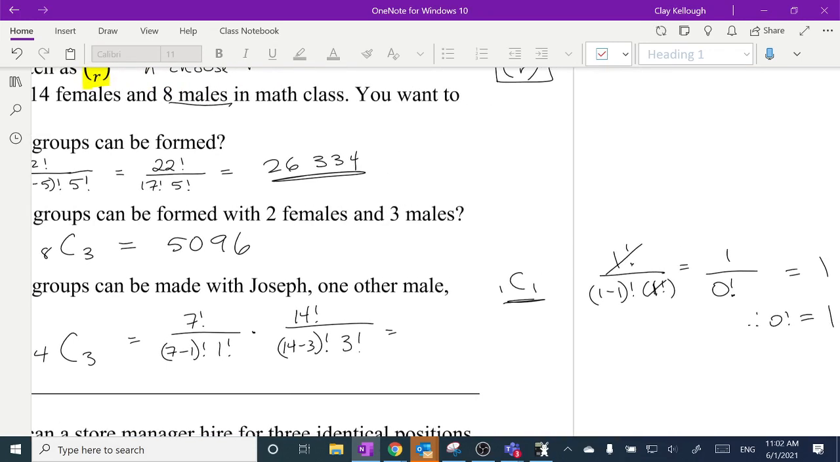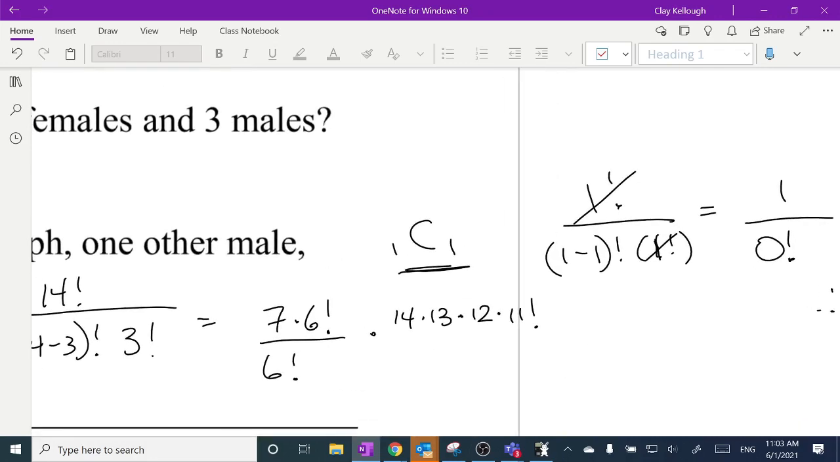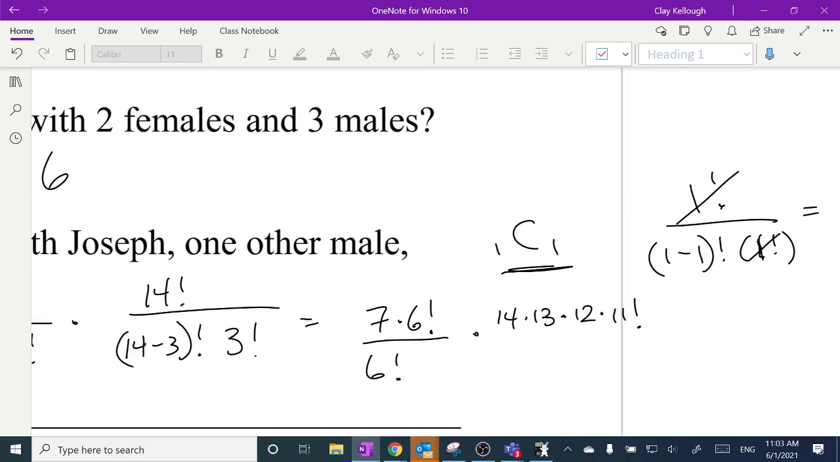Okay, let's simplify the one on the left. That's 7 factorial, which is 7 times 6 factorial. Why did I do that? Because I could already see I had a 6 factorial on the bottom coming. Are you okay if I don't bother writing 1 factorial? You know, anything times 1 is itself. And now over here, 14 factorial, that's going to be 14 times 13 times 12 times 11 factorial. Now, why did I bother doing that? Because what's 14 minus 3?